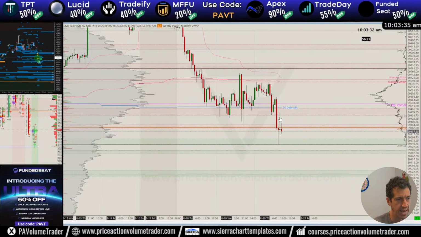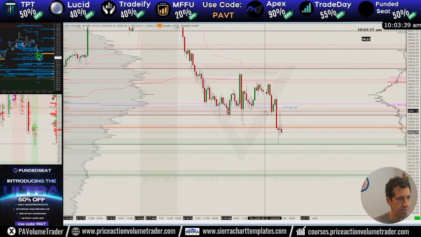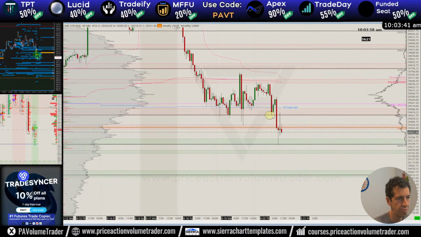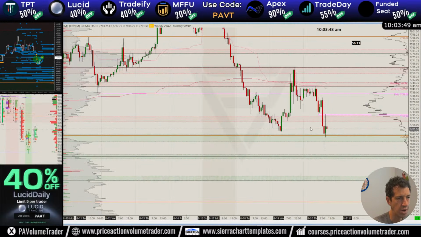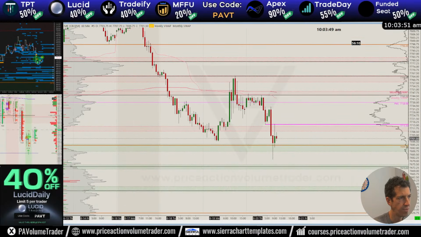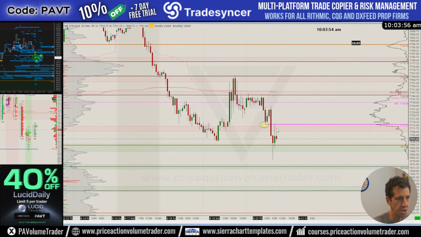NASDAQ, just like ES, we did that same thing. We pulled back right to the previous spike low here. These are levels that I always pay a lot of attention to. Same thing happened on ES here. Pull back right to the previous spike for this swing low.